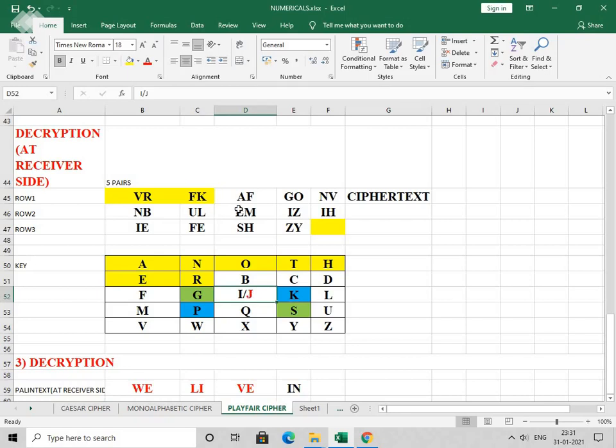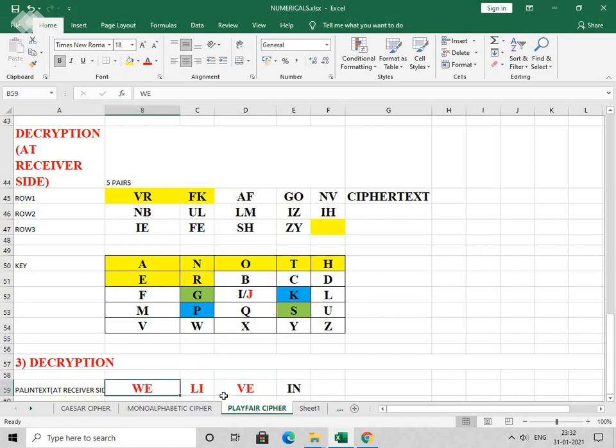Okay. Next, A, F. Now A and F lie in the same column, that is the first column. So A is replaced by V and F is replaced by E, right? It is not replaced by the below letter, it is replaced by the above letter. So we got VE. So in the same way, the same plain text will be generated.